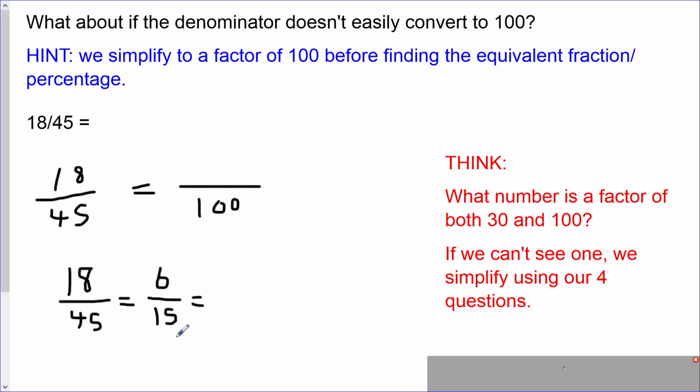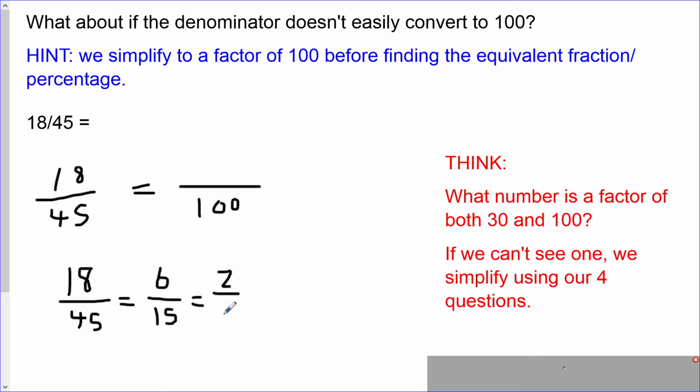Again now, I look, can I go from 15 to 100? No, I can't. So I look at simplifying again. Do they both go into the 10 times table? No. Do they both go into the 5 times table? 15 does, 6 doesn't, so I can't simplify by dividing by 5. Do they both go into the 2 times table? No, they don't. Do they both go into any other times table? And I can see again, if I look carefully, they both go into the 3 times table. So I'm going to divide the numerator and denominator by 3.